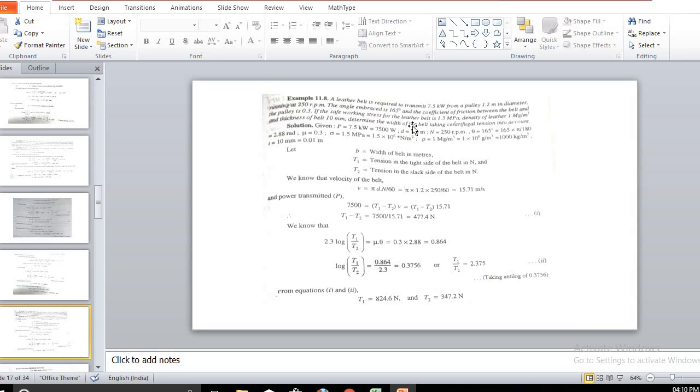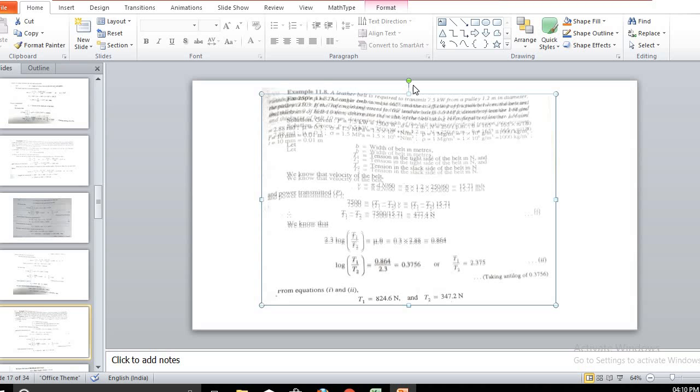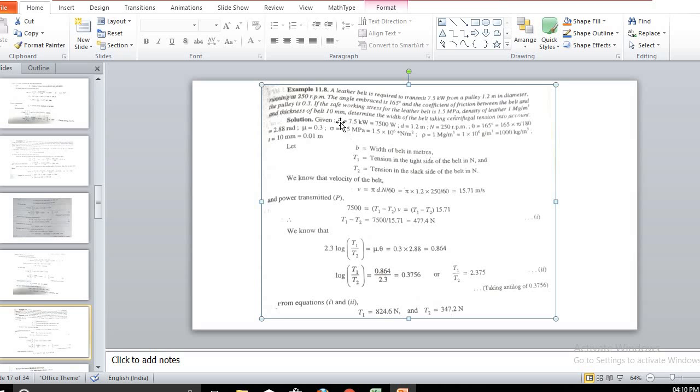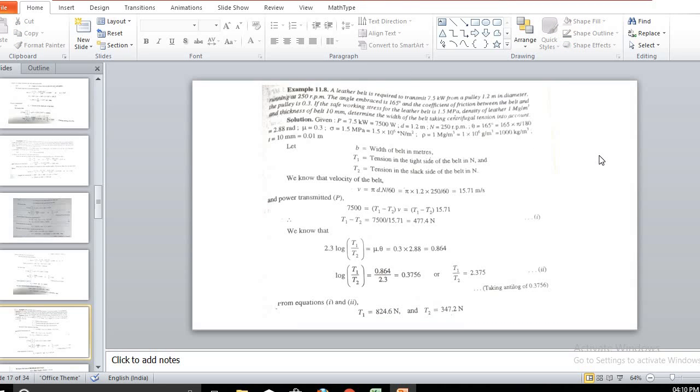If the safe working stress for the leather belt is 1.5 megapascal, the density of the leather is 1 megagram per meter cube, and the thickness of the belt is 10 millimeter, determine the width of the belt taking centrifugal tension into account. So we are asked to consider centrifugal tension, and by considering centrifugal tension we have to calculate the width of that particular belt.